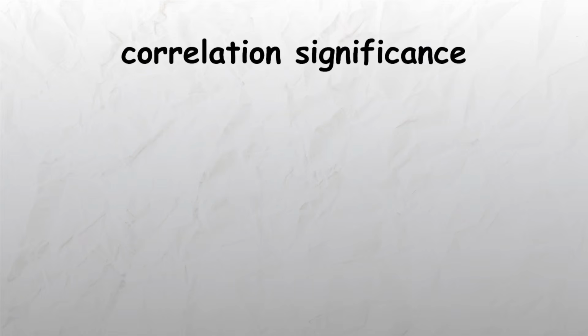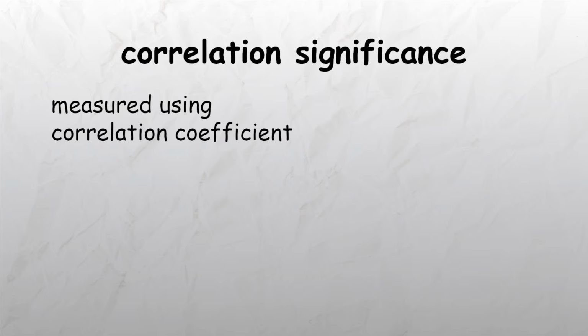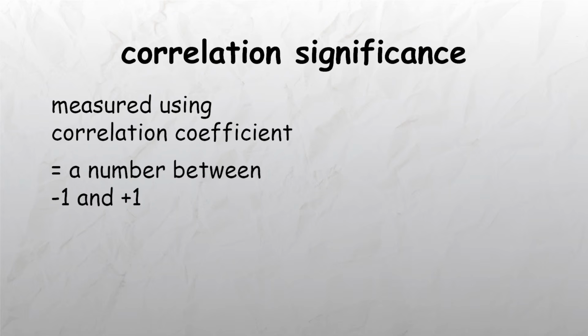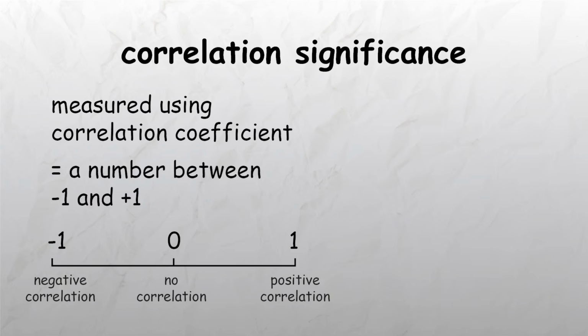The strength of a correlation is measured using a correlation coefficient, which is calculated as a number between -1 and +1. If the number is close to +1, there is a positive correlation. If the number is close to -1, there is a negative correlation. And if the number is close to 0, then the variables are uncorrelated.